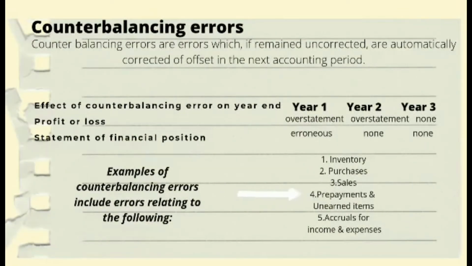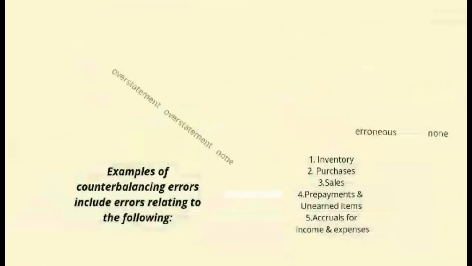And the effect in financial position. In year 1, it would be erroneous because it still has an error. In year 2 and year 3, it would be unaffected. Examples of counterbalancing errors include errors relating to the following. Number 1, inventory. Number 2, purchases. Number 3, sales. And 4, prepayment and unearned items. And last, accruals for income and expenses.